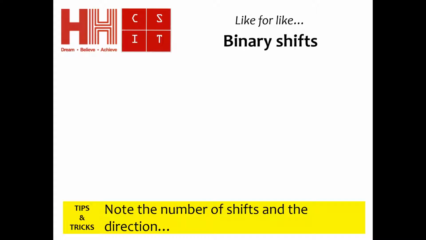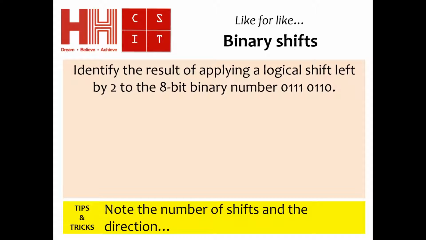Okay, so this question is about binary shifts. And what it's asking me to do is identify the result of applying a logical shift of 2 to the binary number 0111010. Okay, so what I'm going to do is I'm going to move every value 2 to the left.